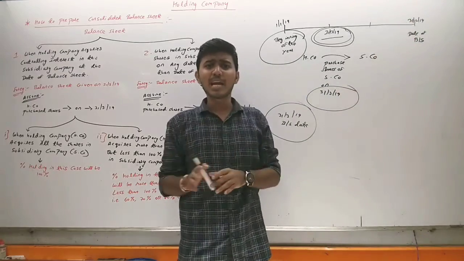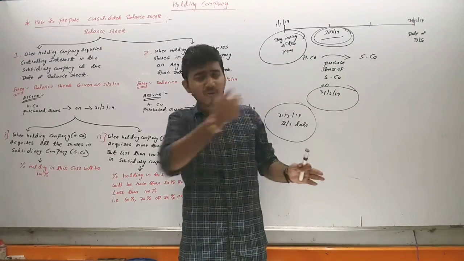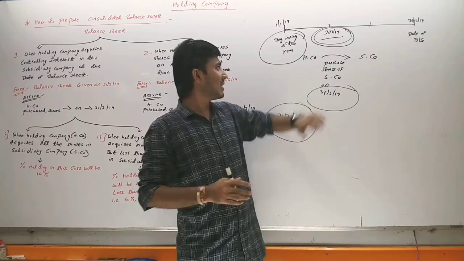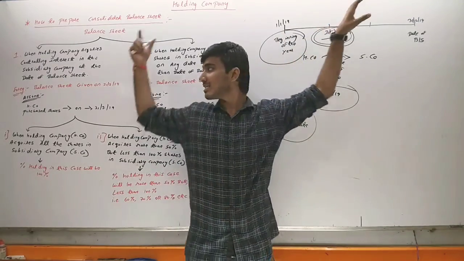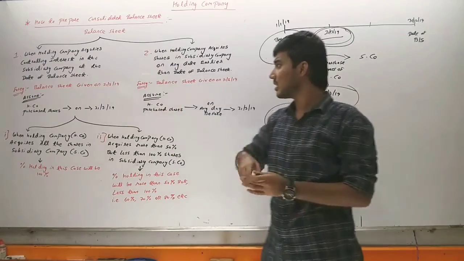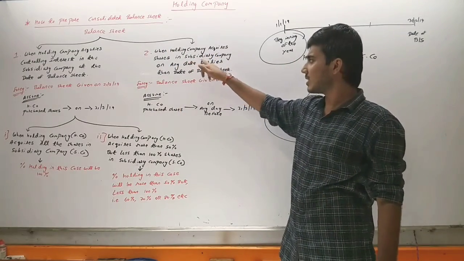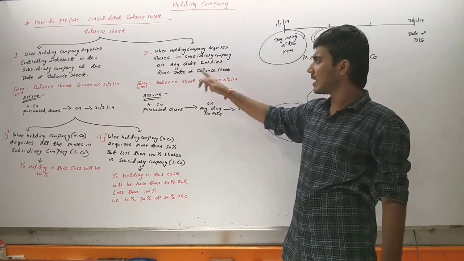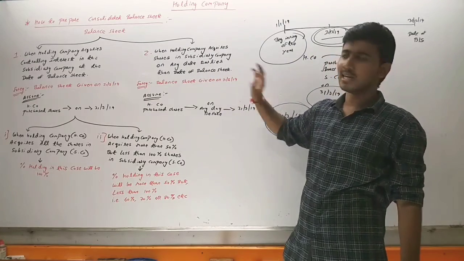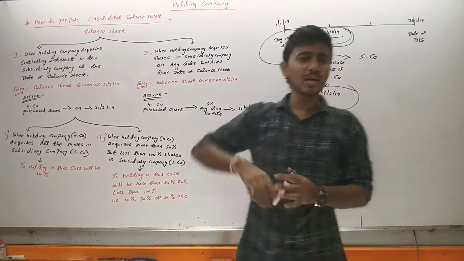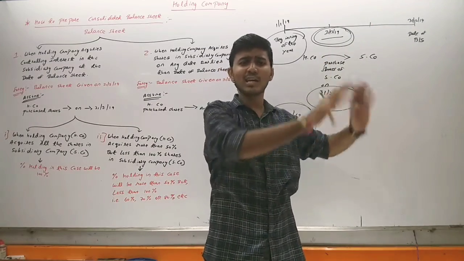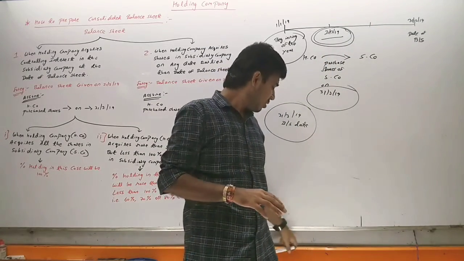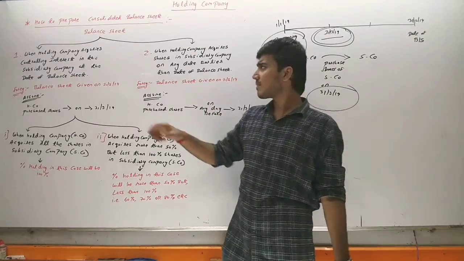But if the holding company acquires the shares of the subsidiary company before the balance sheet date, on any date, whether it is the beginning of the year or the middle of the year, then it is our second case. In the second case, the holding company acquires shares in the subsidiary company on any date earlier than the date of the balance sheet, whether it is the beginning of the year or in between any month, Feb, March, June, July, August, September, any month.